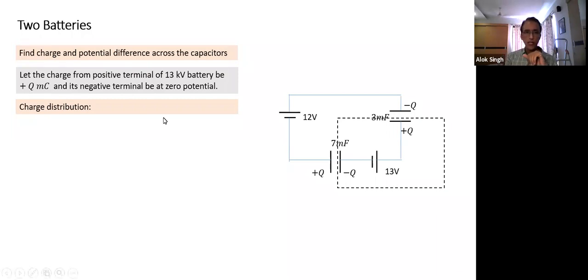Now the other assumption I made, I have taken the potential to be 0 here. Negative terminal potential is 0. If negative terminal potential is 0, what is the potential of the positive terminal?